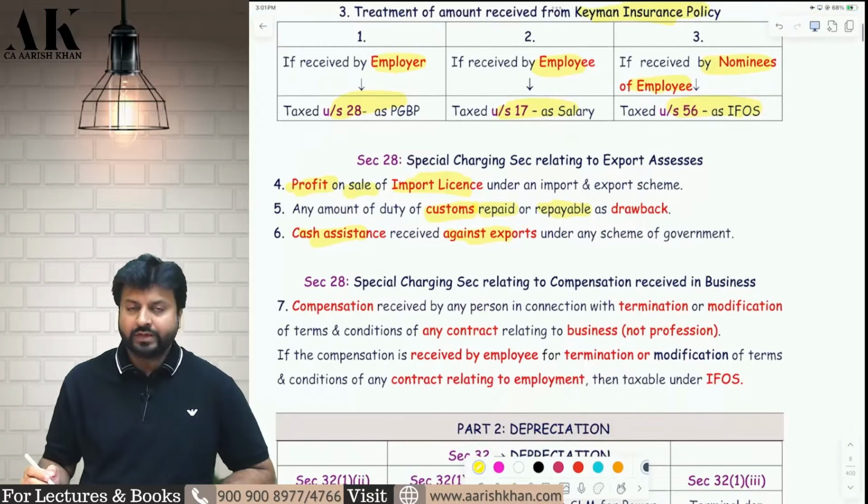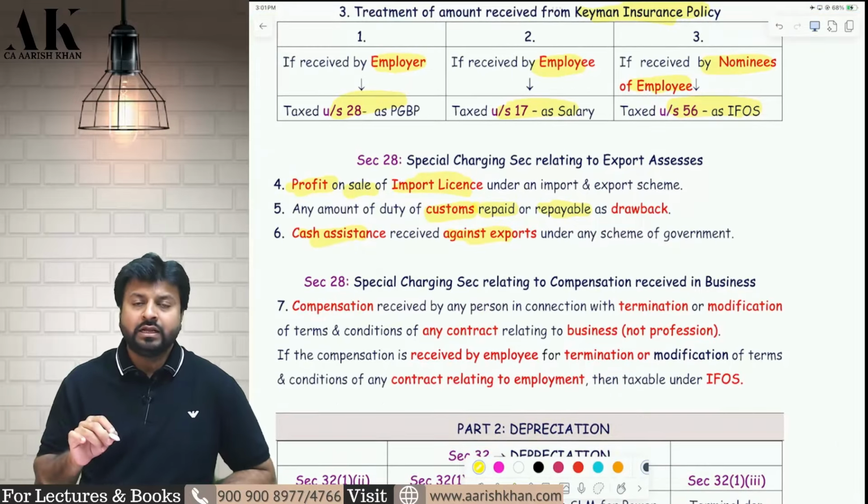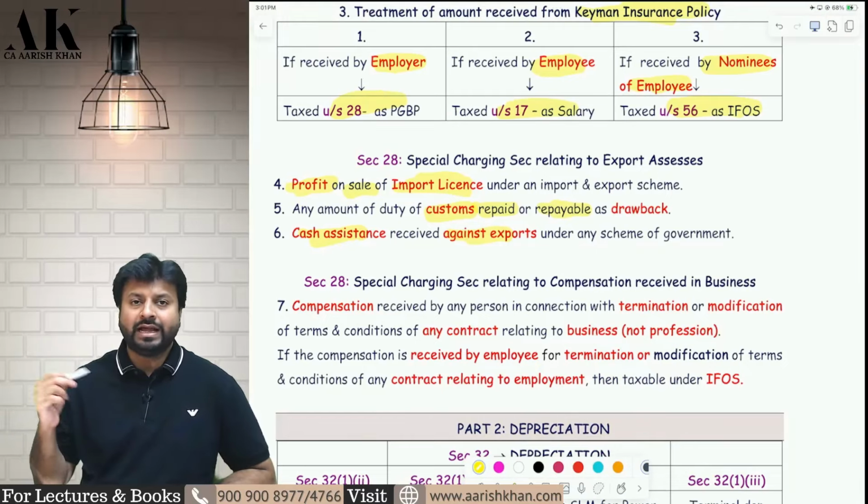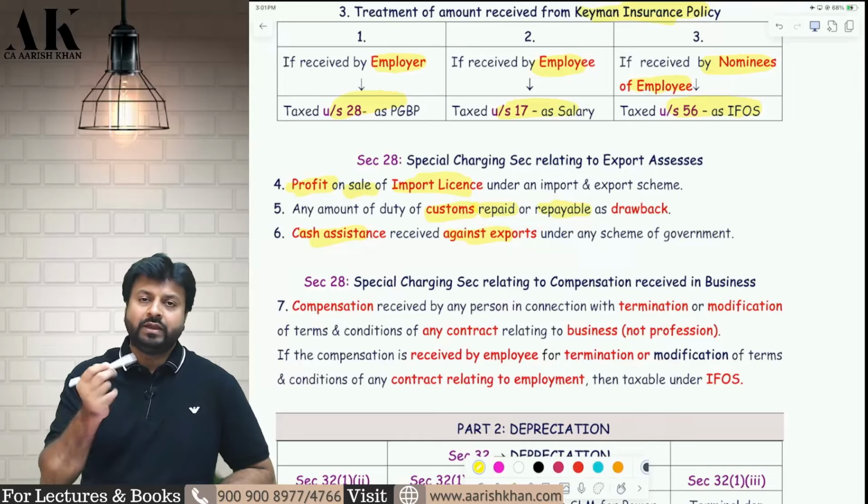And one last thing over here, the charging section does not end here. Later on also, at many places, charging sections will come. We will talk about that as and when the requisite point comes. As of now, whatever charging sections were independent of any other concept, we have done all of them.